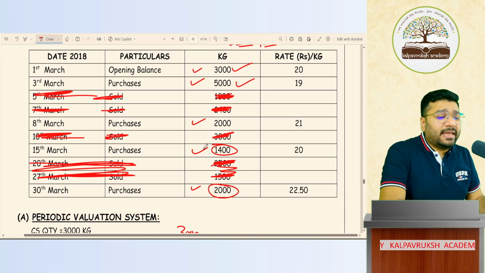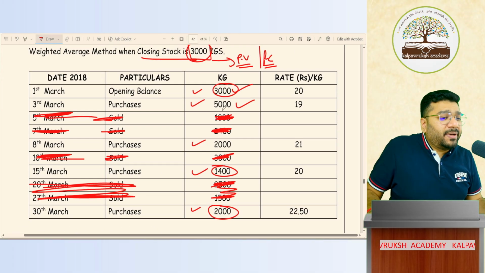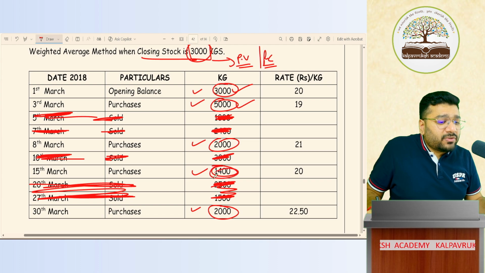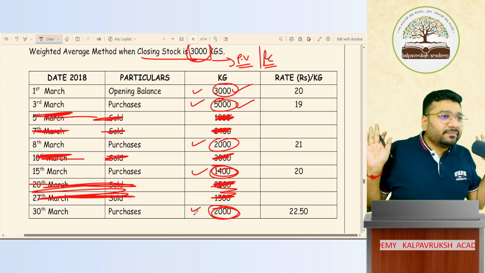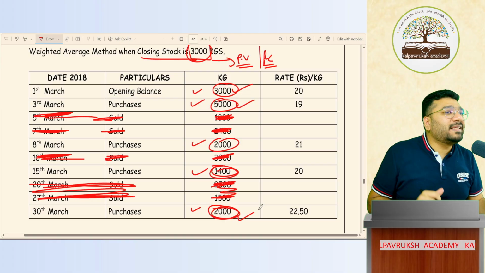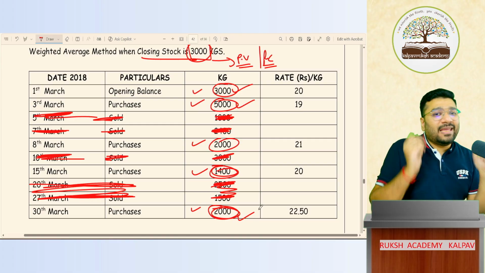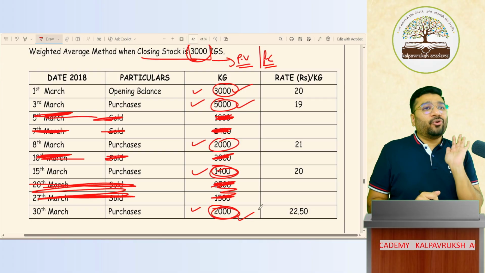ஒன்னும் இல்லைங்க, நான் கேட்குற ஒரே கேள்விதான். This shopkeeper has got opening 3000 kg, purchased 5000, 2000, 1400, 2000. Okay, wow. It's all mixed. Actually, he could have sold from this lot also. But we don't know because there is nothing to keep a track of. Perpetually, we can keep a track of. In periodic, can we keep a track? No.